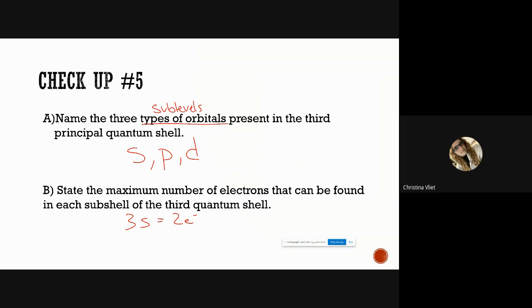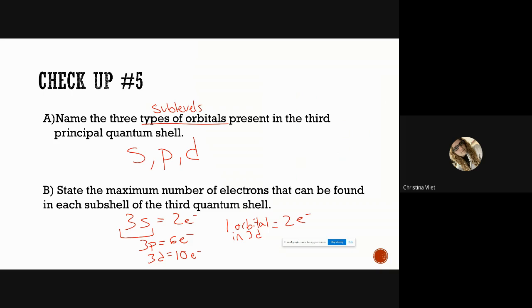Just the distance, right? 3 is the energy level. It's not a multiplier, so this is just a notation here. 3s indicates location, like how far from the nucleus it is, how much energy it holds. All right, 3p, how many electrons? 3d, how many electrons? 1 orbital in 3d holds how many electrons? 2. Correct.